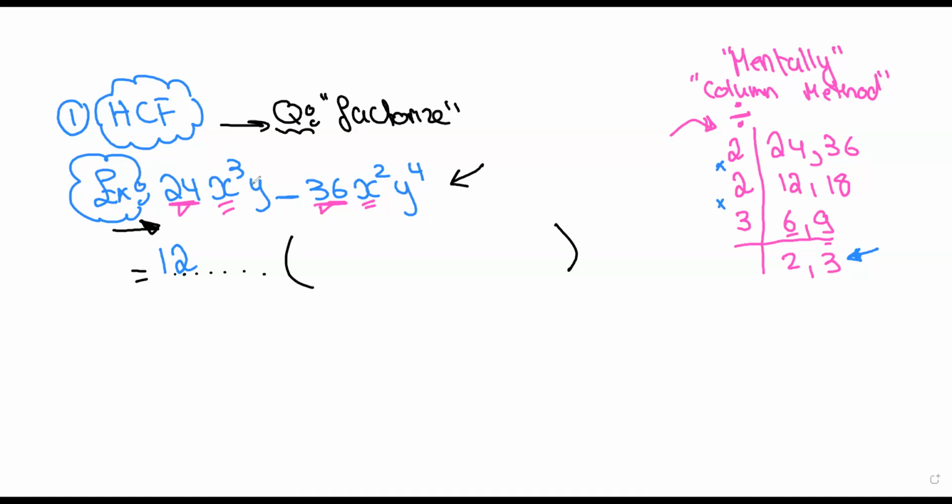We need to pay attention to something: when you're dealing with letters and these letters have different powers, which letter do you select? You select the letter with the smaller power. So again, among x power 3 and x power 2, the highest common factor is x squared. Now moving on to the last item, which is the y.